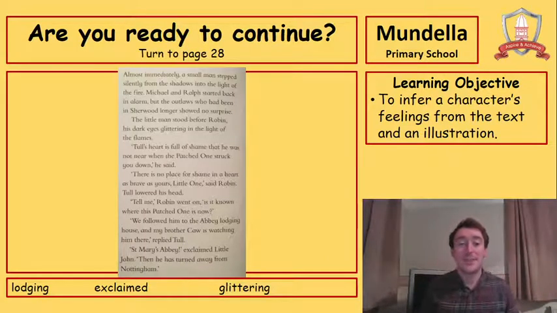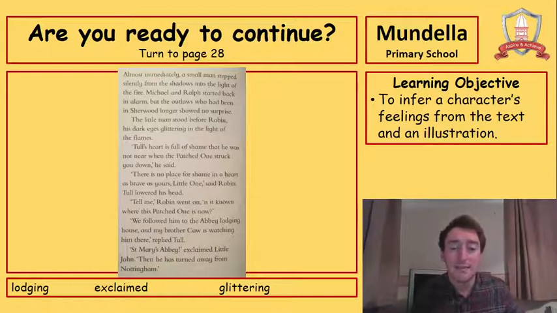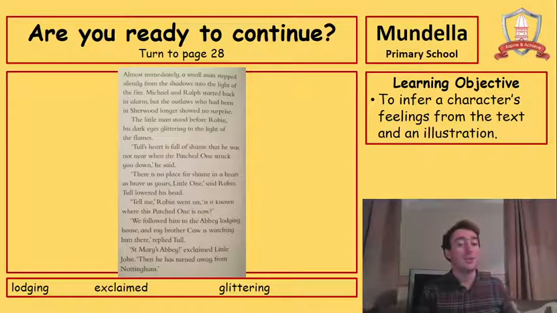Turn to page 28. So Robin has just made a call of a roosting pigeon, if you remember. Almost immediately, a small man stepped silently from the shadows into the light of the fire. Michael and Ralph started back in alarm, but the outlaws who had been in Sherwood longer showed no surprise. The little man stood before Robin, his dark eyes glittering in the light of the flames. Tull's heart is full of shame that he was not near when the patched one struck you down, he said. There is no place for shame in a heart as brave as yours, little one, said Robin.